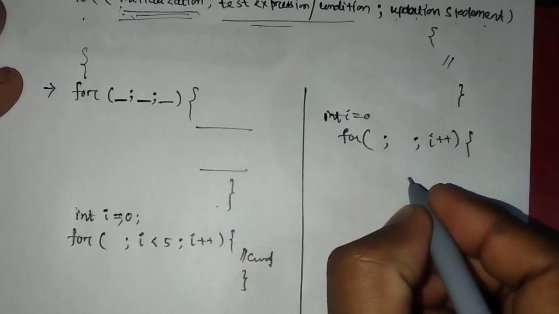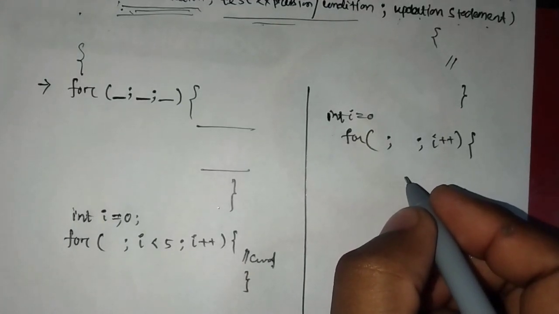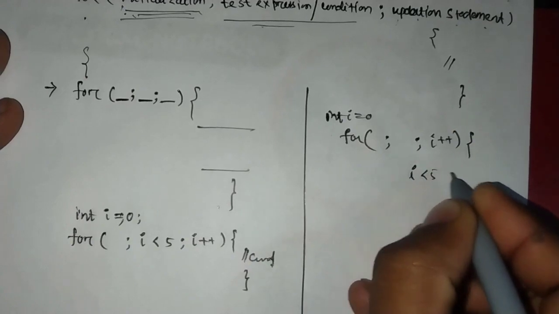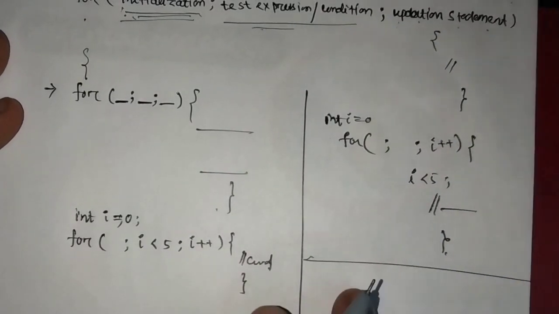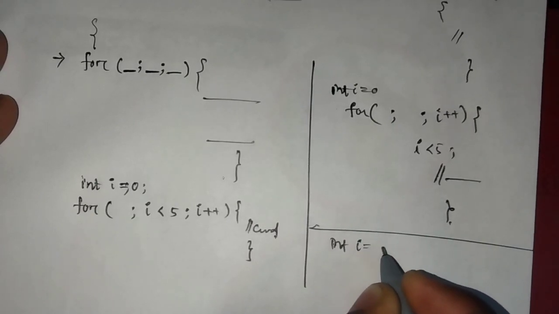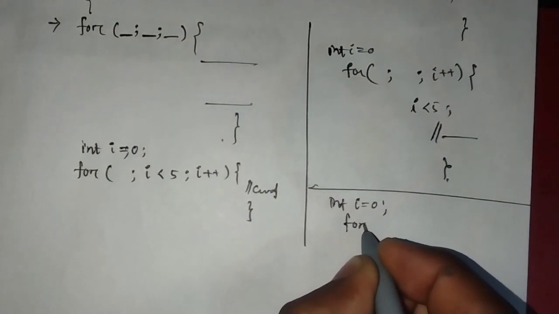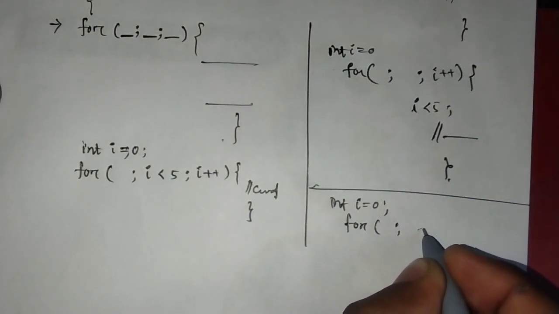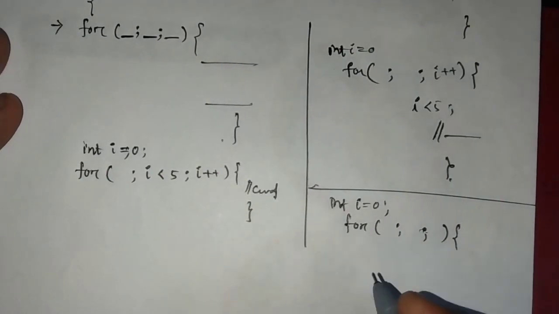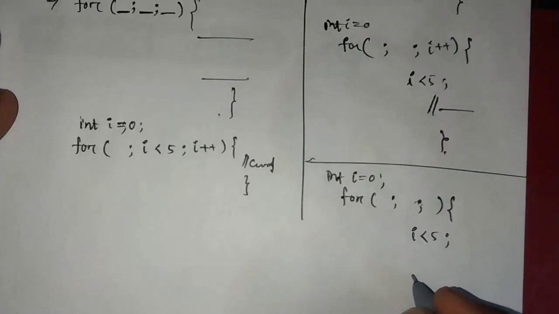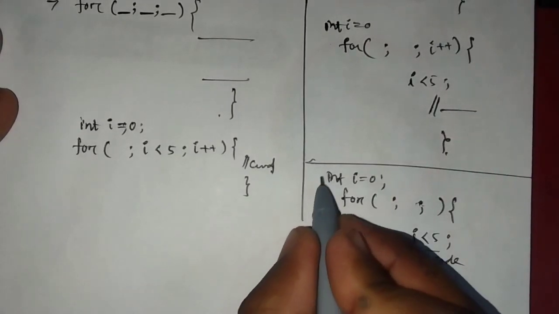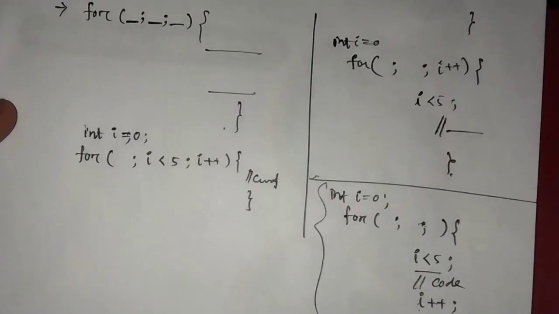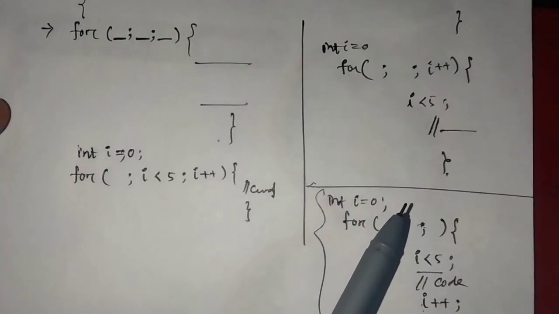In the parenthesis write the conditional statement i < 5, then the code. Or the third one is that you don't write anything in the round bracket: for, first semicolon, then blank, then second semicolon, then also blank. Then write i < 5 as the conditional statement, and then write the increment statement i++, then the code. You may also write it in this way.